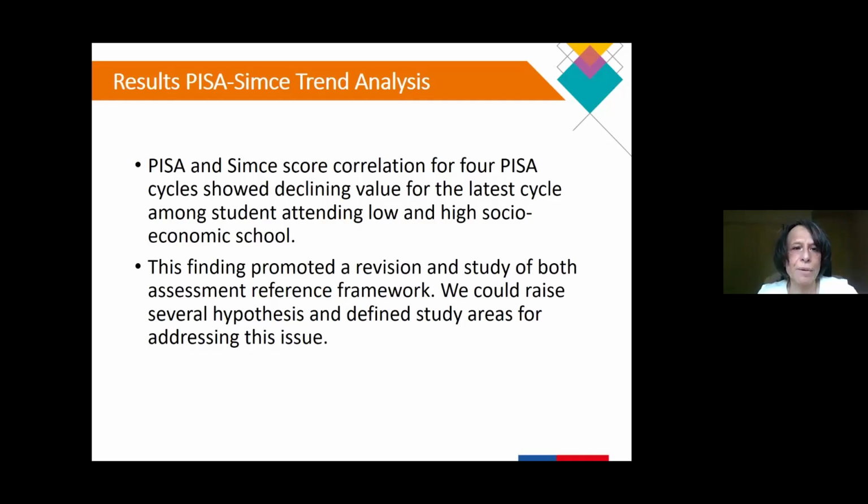Well, PISA and SIMSE score correlation for 4 PISAs shows some declining value for the latest cycle among students attending low and high socioeconomic schools. This finding promoted a revision and study of the assessment reference framework. We could raise several hypotheses and define a study area for addressing this issue, as I said.